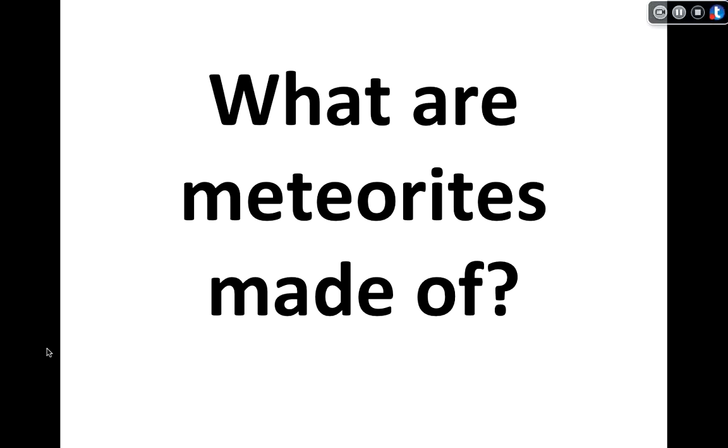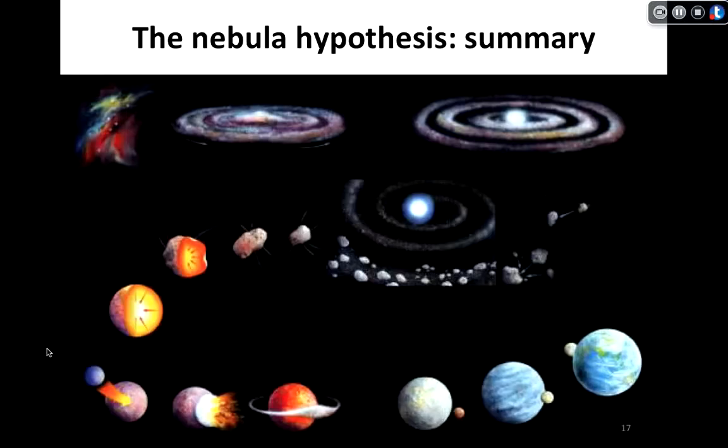All right, next question. What are meteorites made of? Basically, yep, stone is one possibility. Any other ideas? Right, so we've basically got stony meteorites, we have iron meteorites.